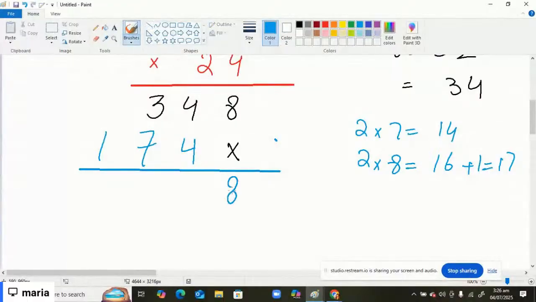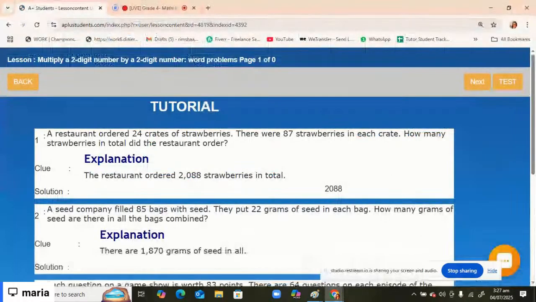8 as it is. 4 plus 4 is 8, again as it is. 7 plus 3 is 10. Now putting 0 here, and 1 moves up as a carry. 1 plus 1 is 2. So 2088. This is our answer.